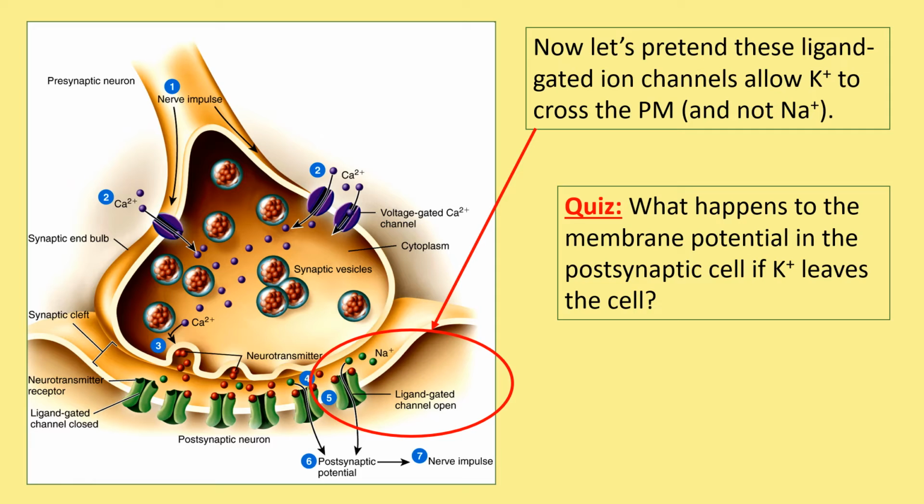Yes, you got it. Membrane potential will hyperpolarize. That postsynaptic cell was at negative 70 millivolts. That was its resting membrane potential. Then a bunch of potassium left the cell and took their positive charges with it. And now that membrane potential is maybe negative 72, negative 75, maybe it's negative 80. So now the membrane becomes temporarily hyperpolarized.